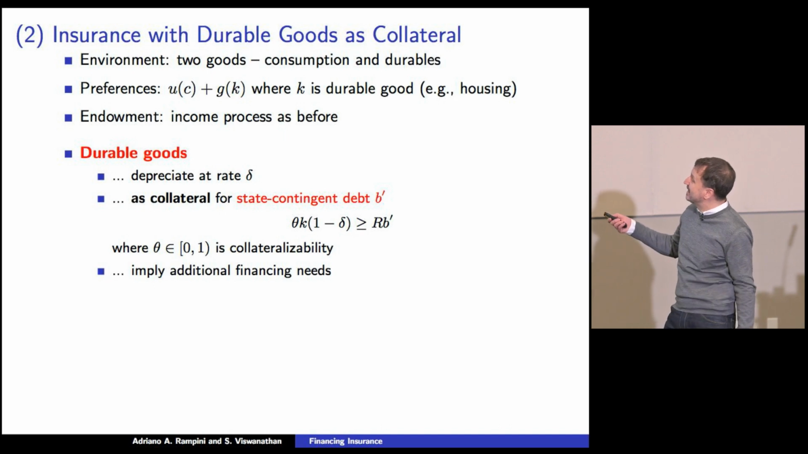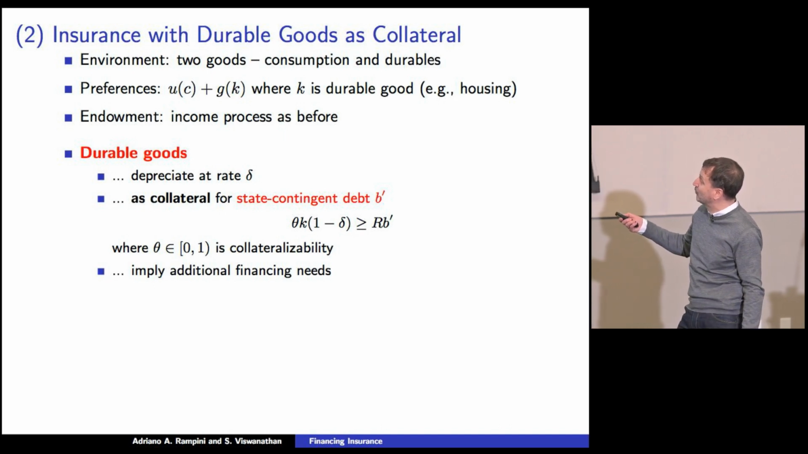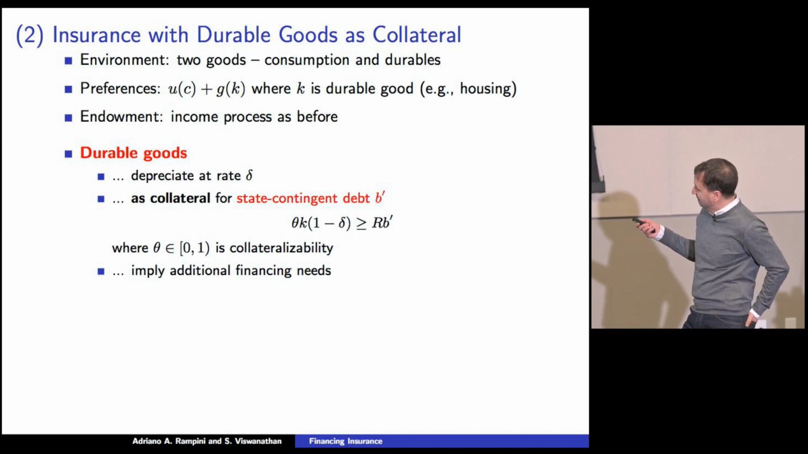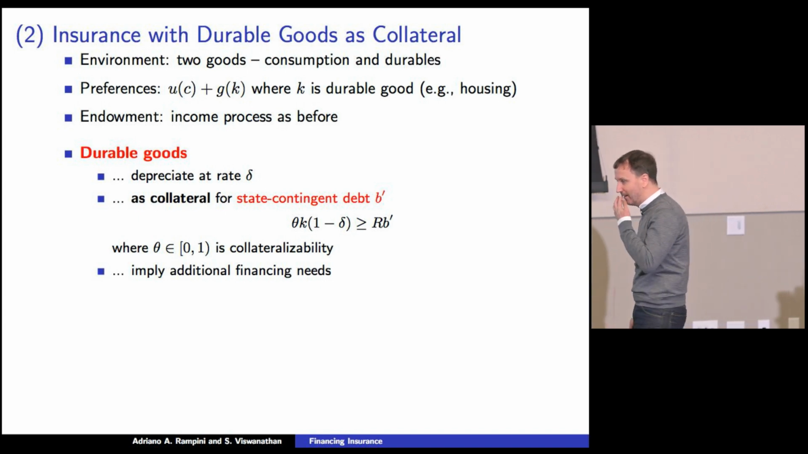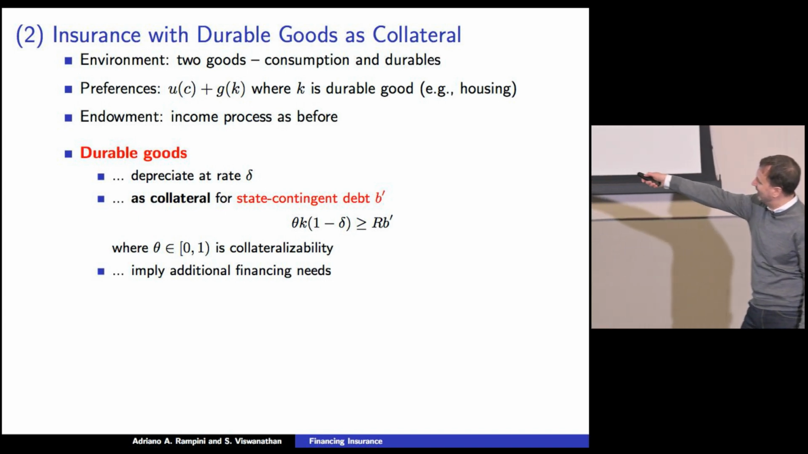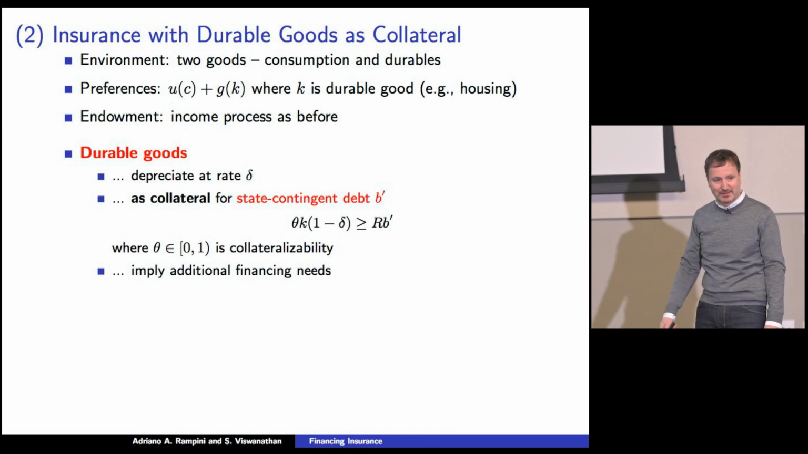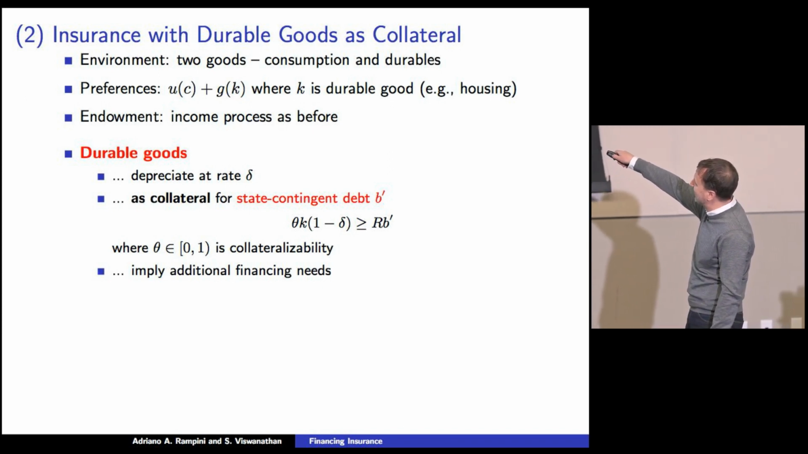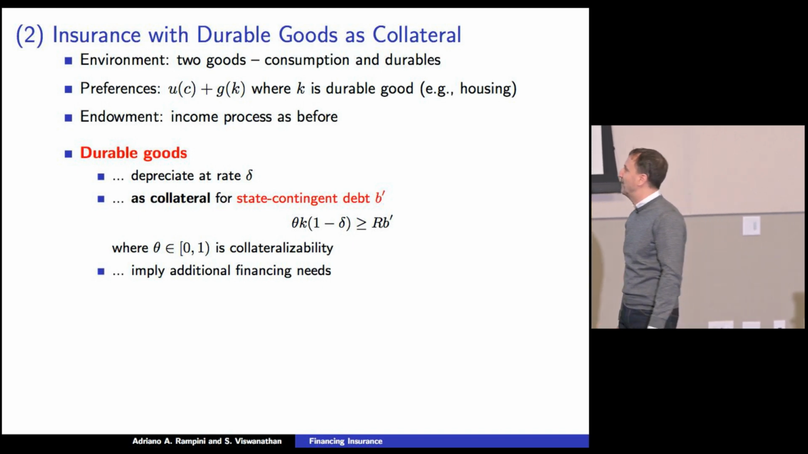And so what that means is I can credibly pledge up to the resale value of my house. What is my house worth tomorrow? Its house size k is worth k times 1 minus delta tomorrow. Up to fraction theta, which is our collateralizability parameter, is what I can pledge. So my total state contingent loan, state by state, can be up to that amount.